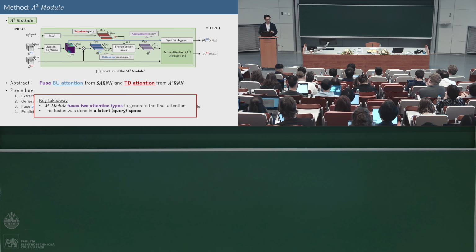So that was quite a bit complicated. The key takeaway is that this module fuses the two attention types to generate the final attention. And to do that, the fusion was done inside a latent query space instead of an explicit coordinate space, which turned out to work better compared to the explicit ones.